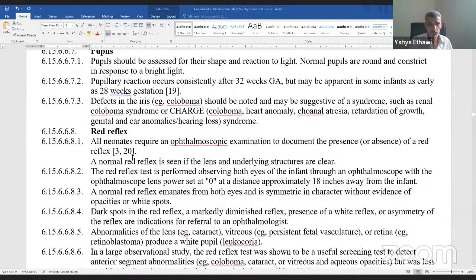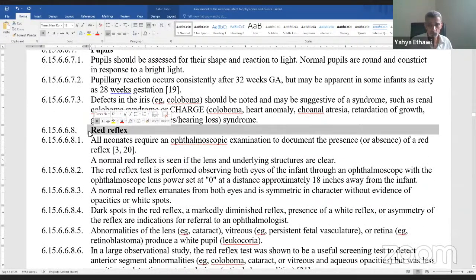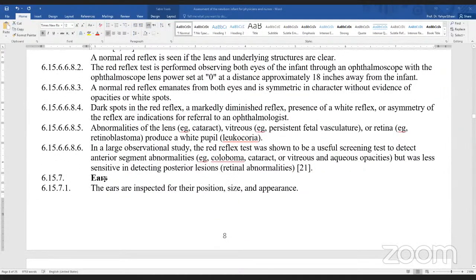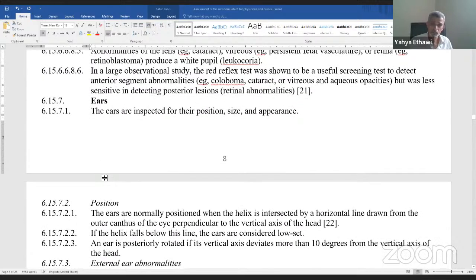Red reflex, it's vital and it's medico-legal. If you don't assess it, later on the baby may have a cataract. Look at the ears, external appearance, size, position.